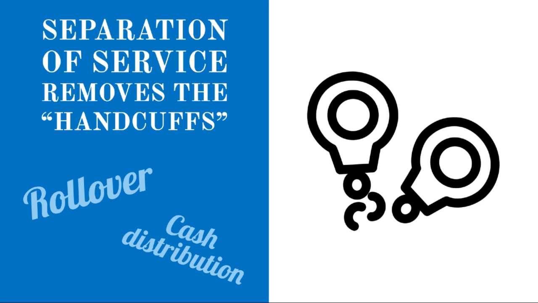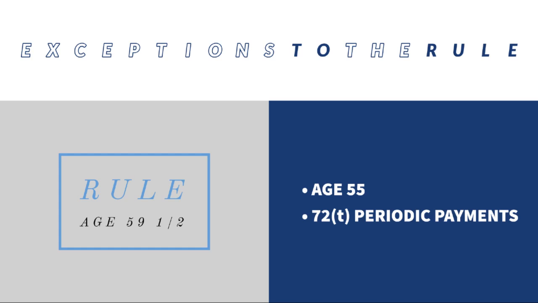Or you wouldn't have to document why you want to take the money like you would for a hardship. If you're separated from service and of retirement age, now it's really all up to you what you do with that money. I mentioned multiple times that age 59 and a half rule to avoid the early withdrawal penalty when taking money out of a retirement account.